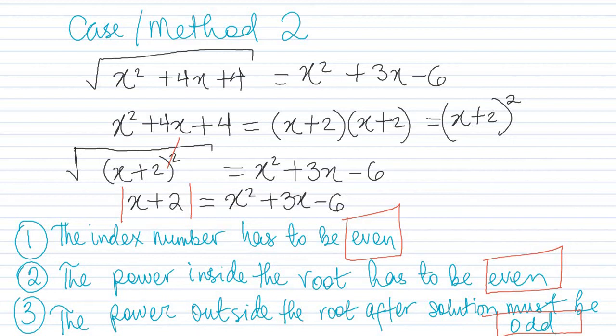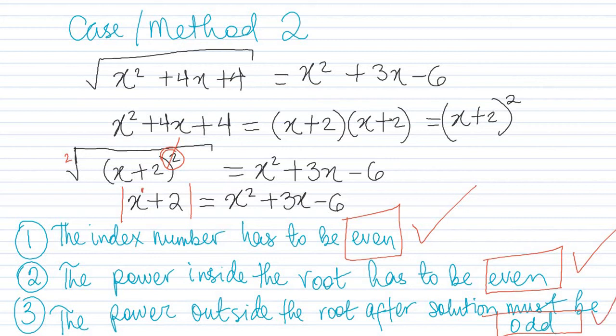Now, guess what? Index number for this particular question, this is a square root. Index number is 2, and again, this follows the rule. The power inside of the root has to be even. X squared, right? Hence this follows it. And then the last one, the power outside of the root after solution has to be odd. Well, x plus 2, right? The power of x here is 1, and 1 is an odd number, hence that's the case.